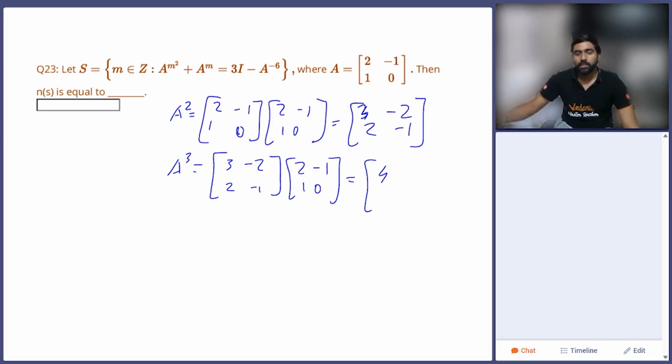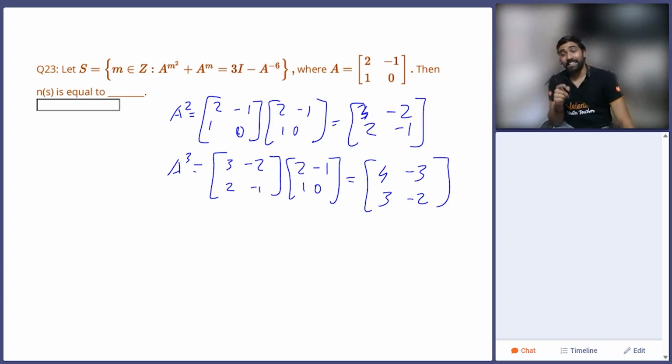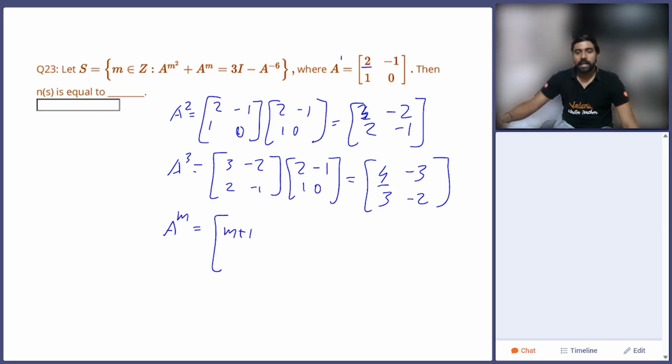6 minus 2, that is 4. Then I have minus 3, 0. Then I have 4 minus 1, that is 3. And I have minus 2. Okay. Yes. Now I can say that there is a pattern which is repeating over here. And I can say that a power m will be equal to, if you look at this, 1 plus 1, 2 plus 1, 3 plus 1. Basically, this is m plus 1.